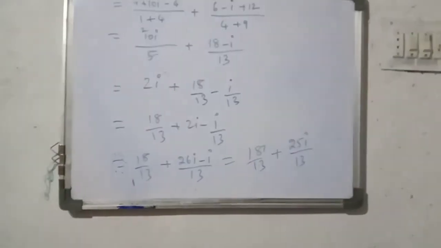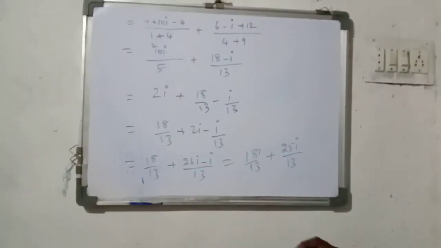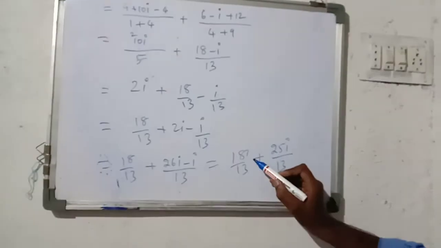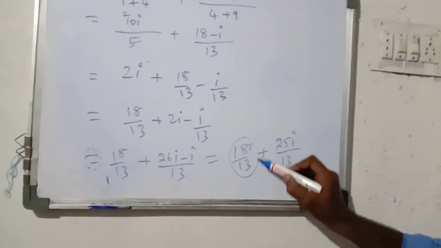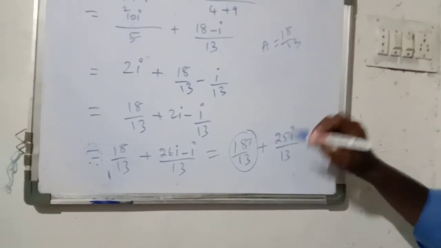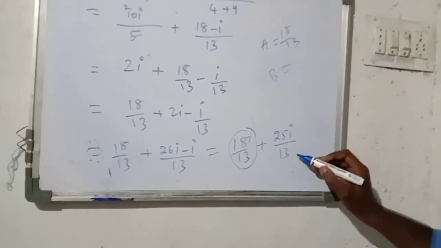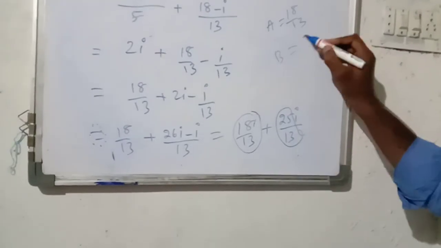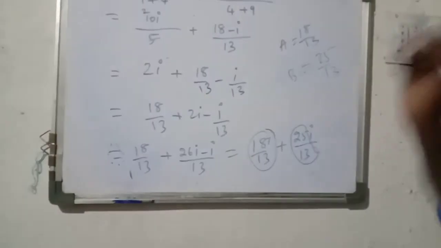So now it is in the form of a plus ib. Here a equals to 18 by 13 and b equals to 25 by 13. Okay.